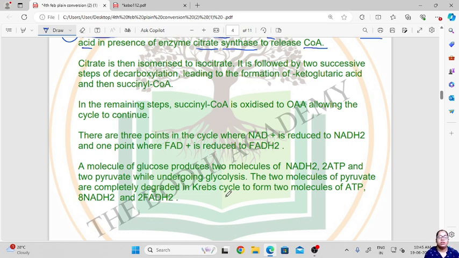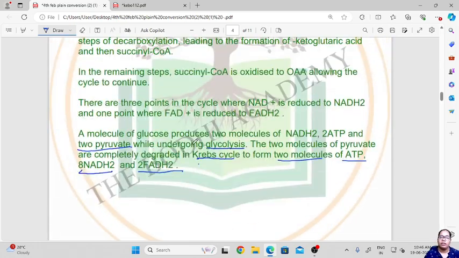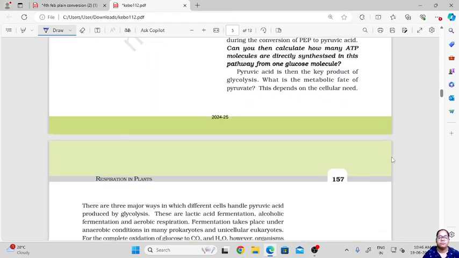So the 2 pyruvate which is formed during glycolysis will be used in the Krebs cycle. These 2 pyruvate will be degraded in the Krebs cycle to form what? 2 molecules of ATP, 8 NADH2 and 2 FADH2. Okay, so now let us see how in a cyclic form this process occurs.